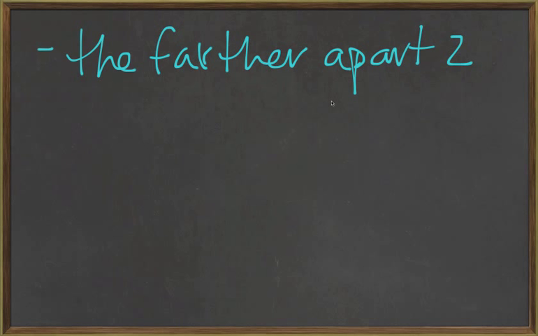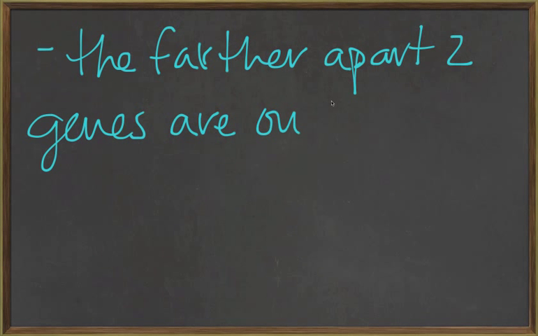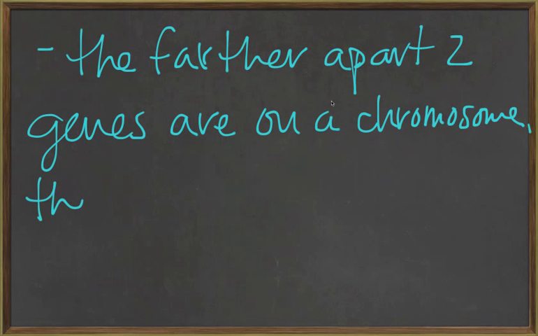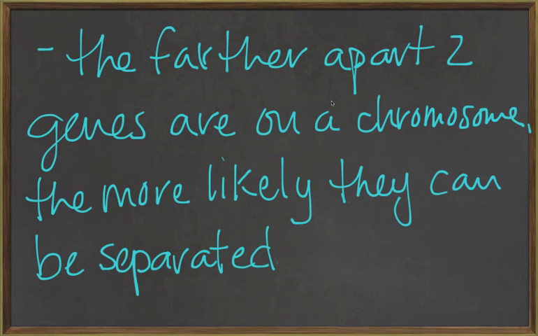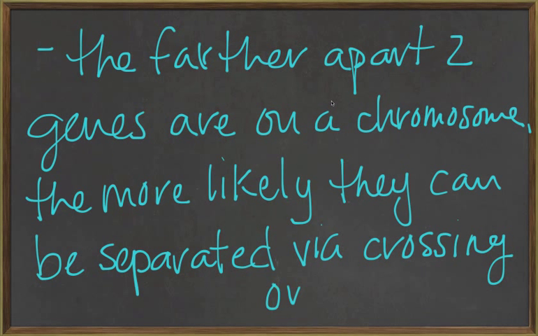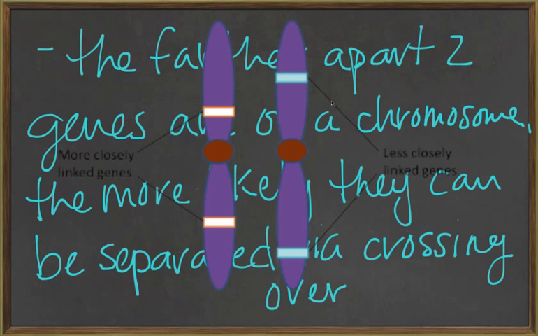And then the last thing I want you to take into account with gene linkage is the farther apart 2 genes are on a chromosome, the more likely they can be separated via crossing over. So if the genes are very, very close to each other, it's very unlikely that they would ever get separated. The more distance, the more separation you have, the higher chance you have of getting separated. And that would occur during that crossing over of meiosis.